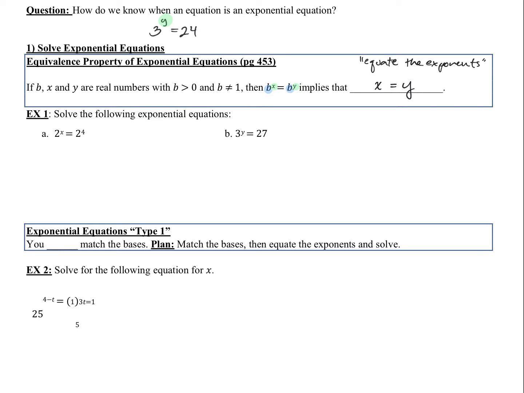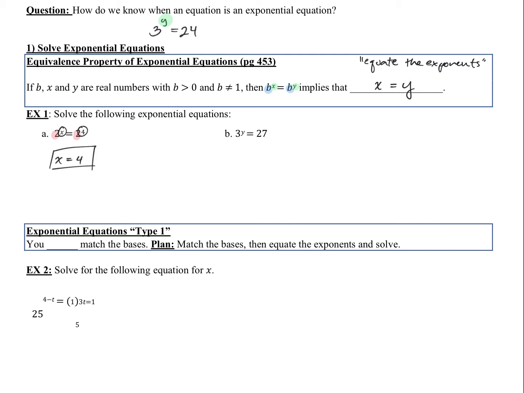Let's take a look at an application of this. So for the first one, for a, what do we notice about this? Well, first off, I notice it's an exponential equation. How do I know that? Well, the variable's in the exponent. Alright, next thing, how do we solve this? Notice the base is 2 for each side. So because the bases are the same, we can then just equate the exponents. So x equals 4. And there we go. That's our answer. Pretty simple so far.